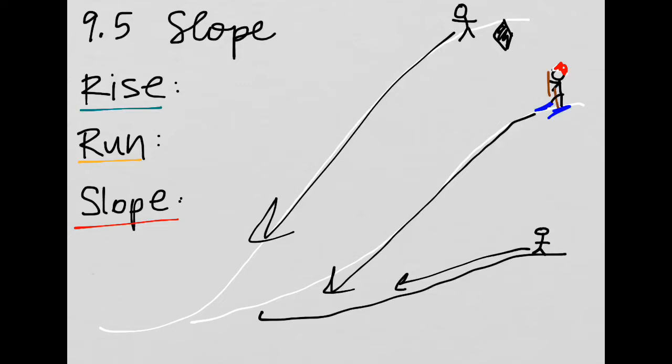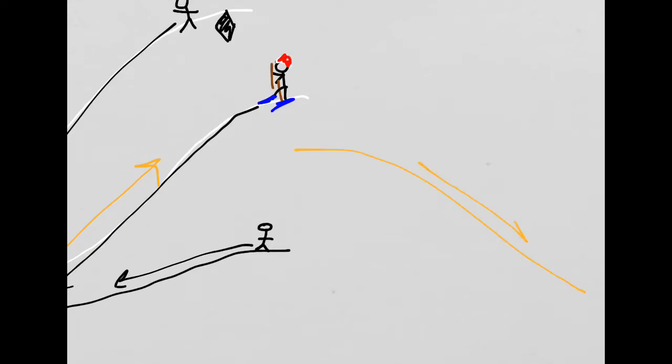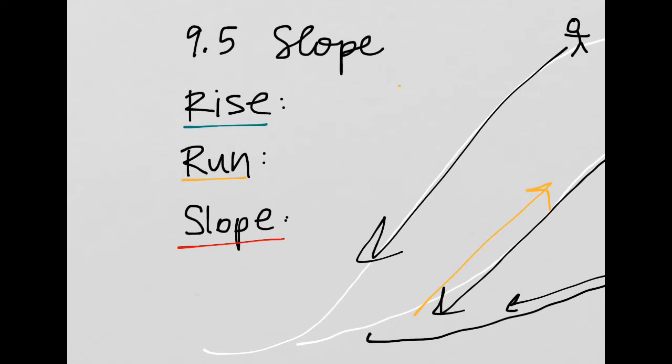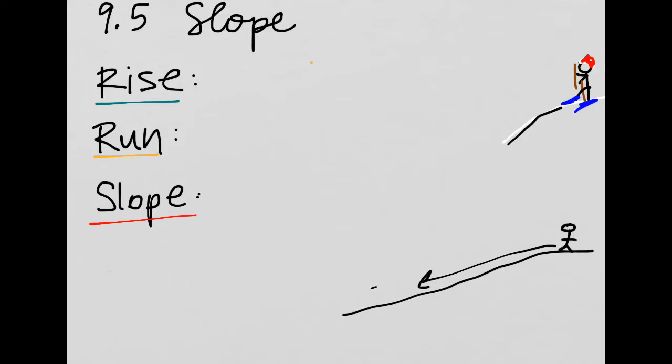Now, you can either go up a hill or you can come down a hill, right? Your hill could be coming this way. You could be going down the hill. And we're going to talk about that a little bit today. It matters which direction, from left to right, which way you are going and how steep it is, okay? So we're going to talk about this in terms of rise and run. And let's put a few definitions in.